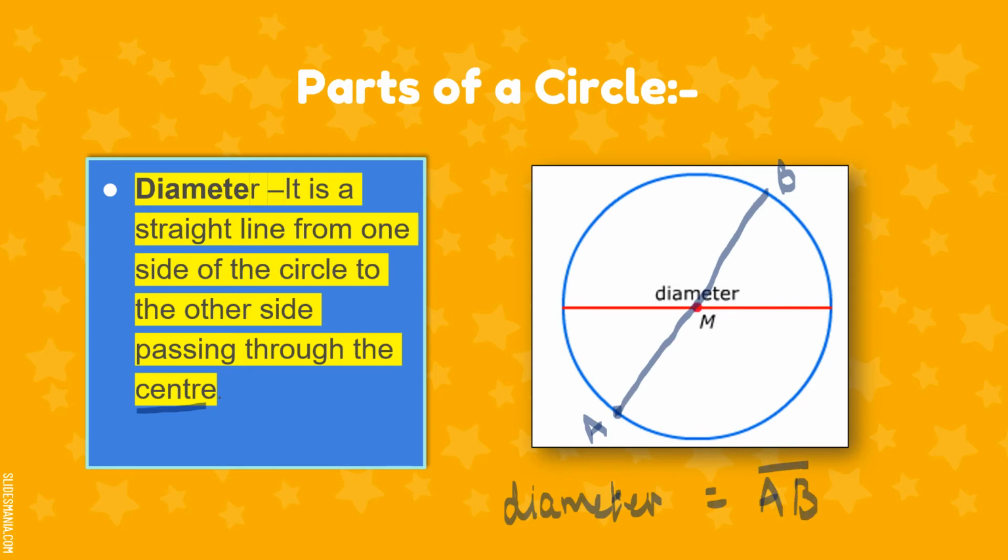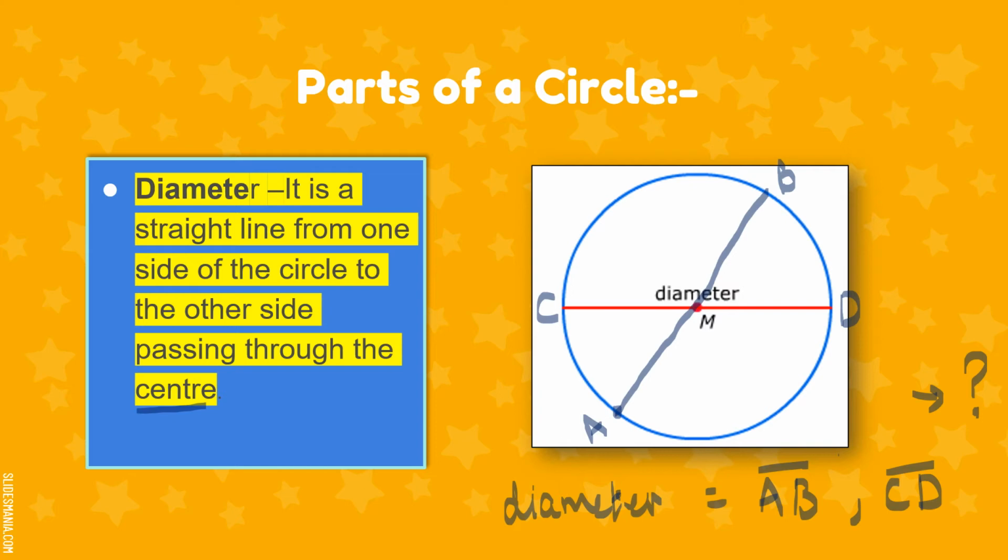There's another one drawn over here. Let me name this also. This is C and D. So the second diameter is CD. Now can you tell me how many diameters you can draw in a circle? That's a question that you have to answer and think about.